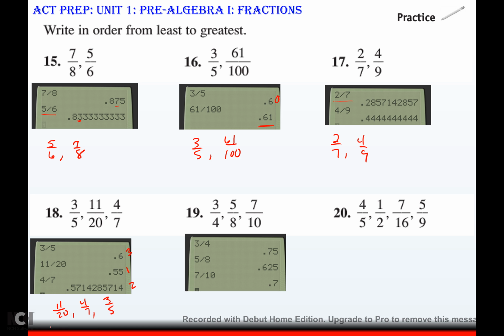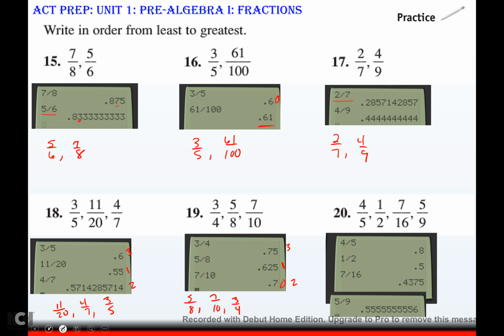19, turn them to decimals. We have 0.75, 0.625, and 0.70. So this would be the smallest, then 70, then 75. So we would have 5/8 first, then 7/10, and then 3/4. Okay, and 20, turn them decimal. My smallest looks like 7/16, and then 0.50 would be my second, 0.55 would be my third, and this would be my last. So it's going to go 7/16, 1/2, 5/9, and 4/5.